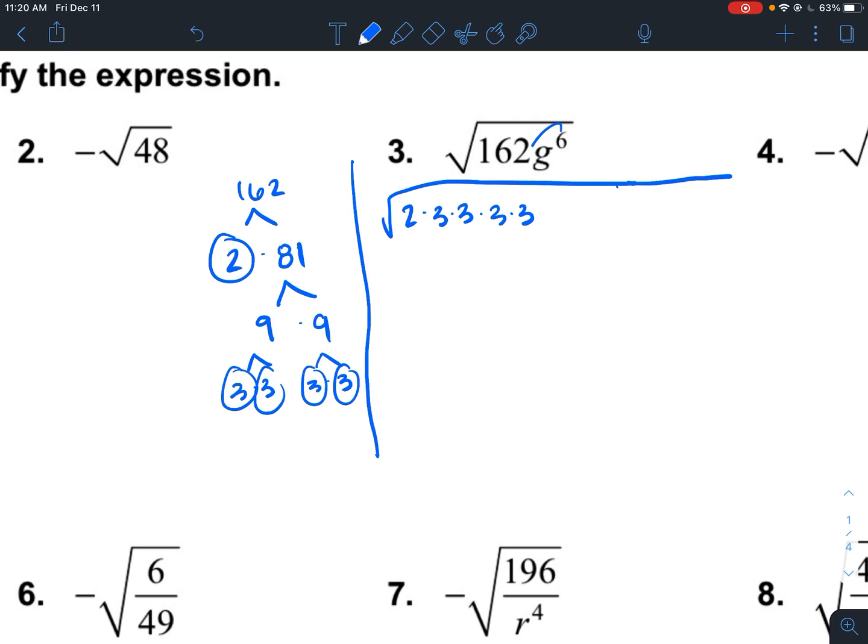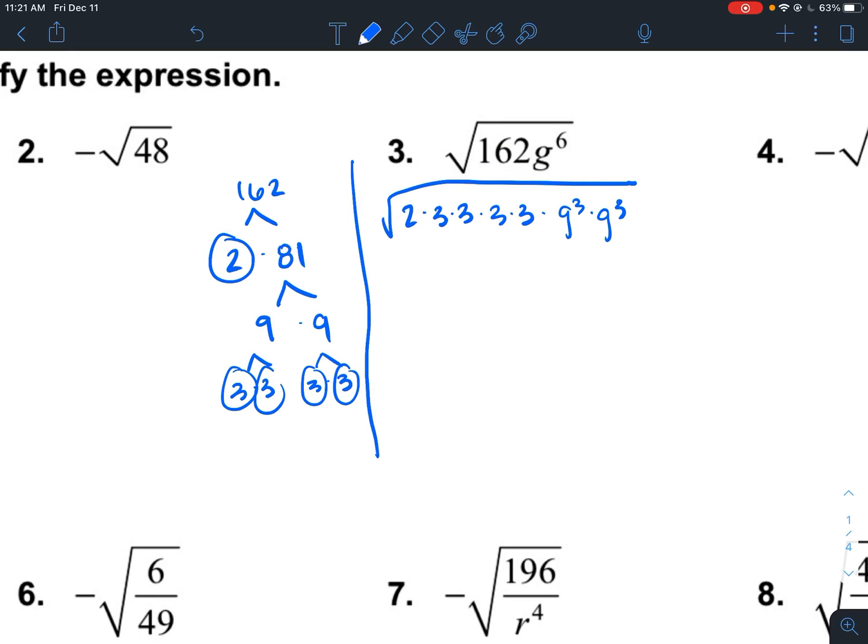And then for g to the 6th power, I'm going to write this as g squared times g squared times g squared. Or better yet, I'm going to rewrite it as g cubed times g cubed. So you agree that g to the 6th power is the same thing as g cubed times g cubed. Okay, so I've broken down all of this to be what's underneath this radical.